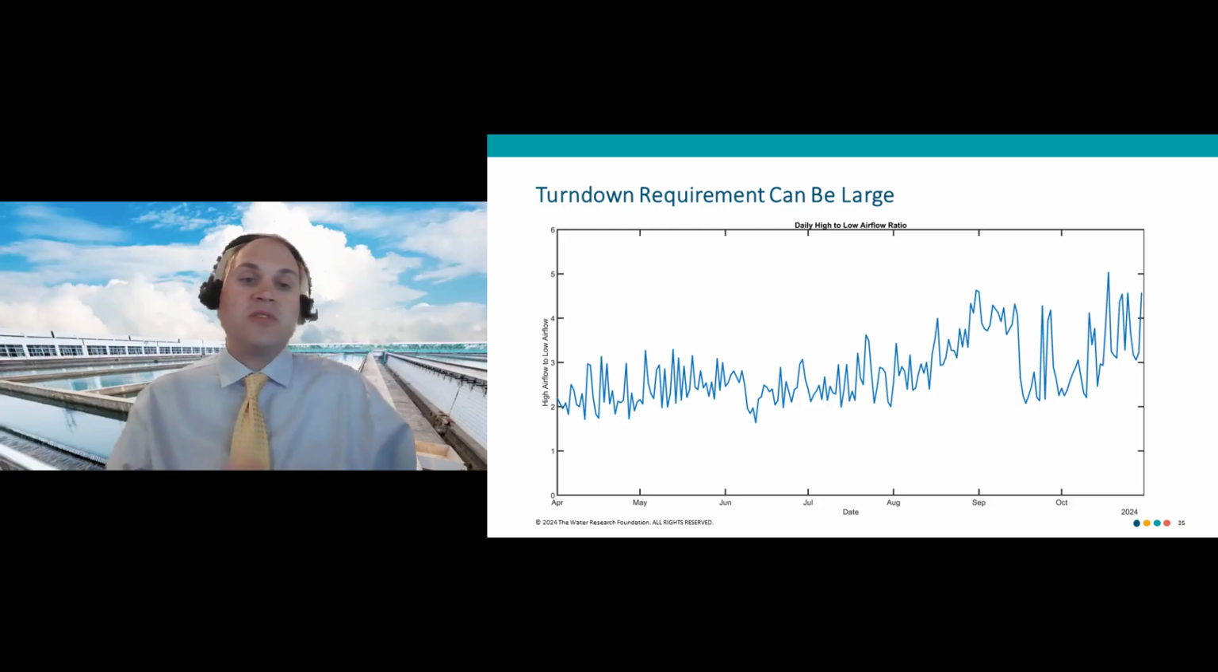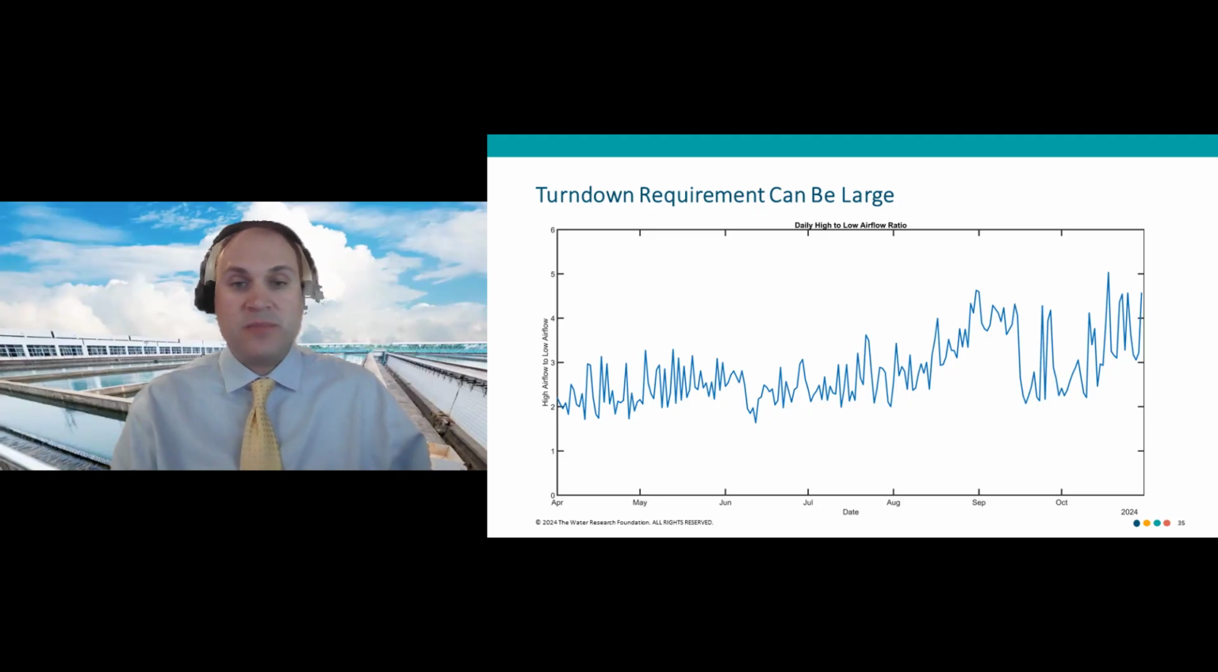If we look at the ratio between the two, we can see that on average, it was anywhere from 2 to 3 to 1 turndown requirement, with it peaking as high as 4 or even 5 to 1 turndown requirement, where 2 to 1 turndown would be 50% of maximum, all the way up to 5 to 1 would be 20% of operating output.